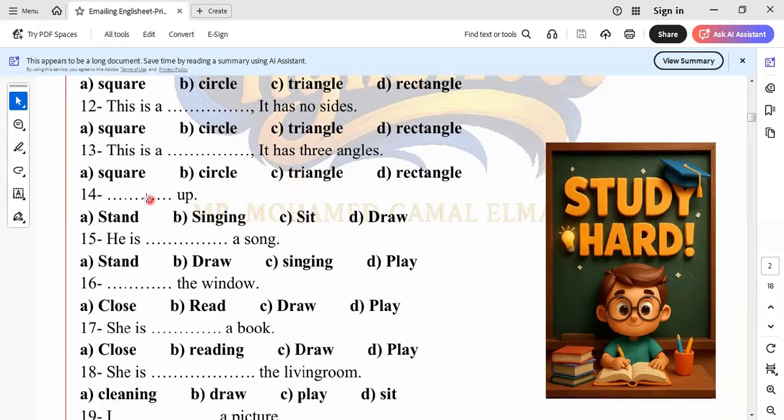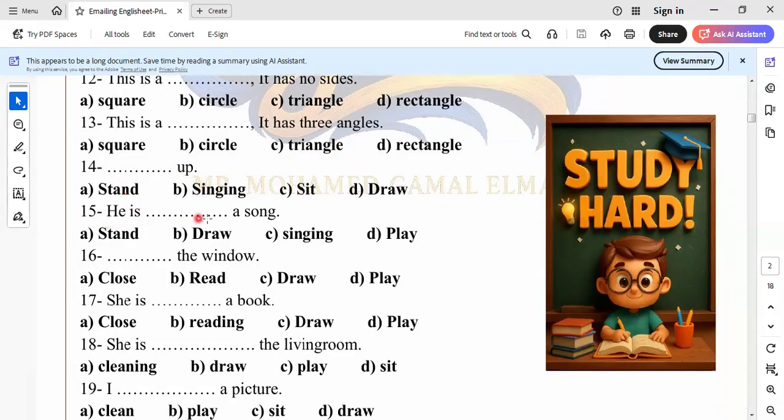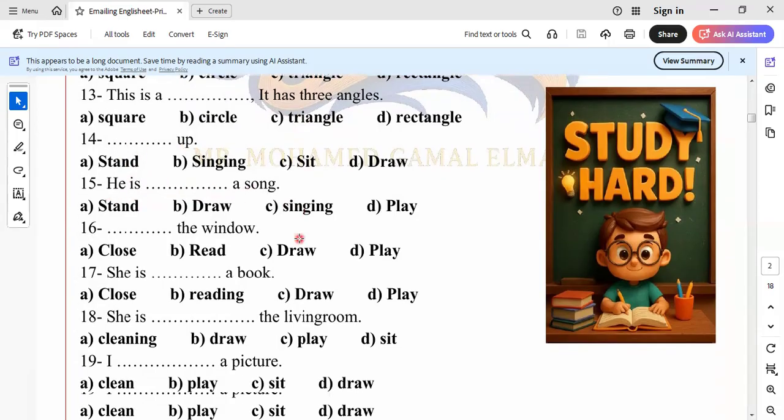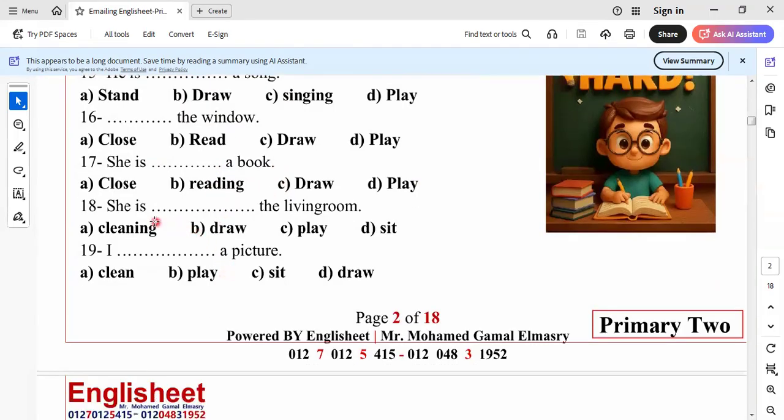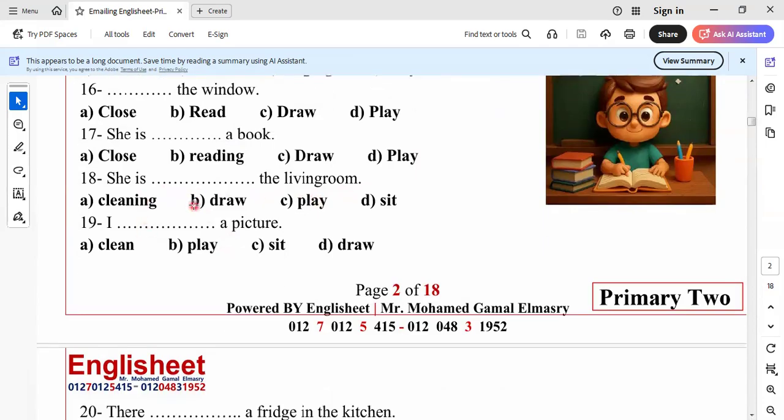Let's go to another one. I space here. It will be here. Stand up. He is space a song. He is singing a song. Space the door. It is space the window. It will be here. Close the window. She is space a book. She's reading. She's reading a book. Let's go to another one. She's space in the living room. She's cleaning. She is cleaning the living room.